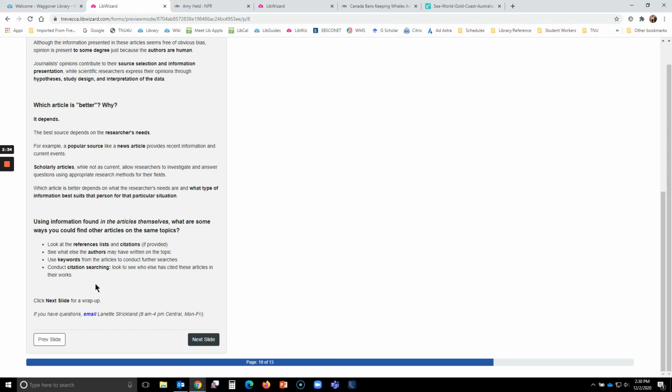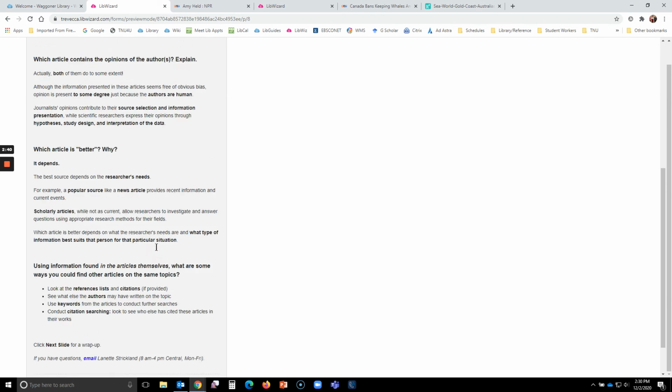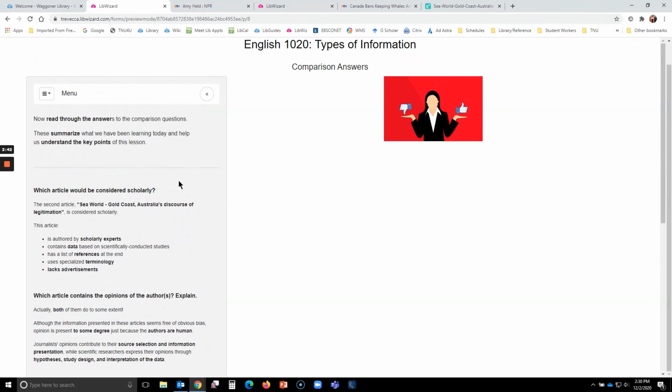So these are some ways that you could use actual articles to find other similar articles, which can be a very useful thing. So that's kind of a wrap up of the articles that we've looked at today. Go ahead and proceed to the next slide so you can finish up the lesson.